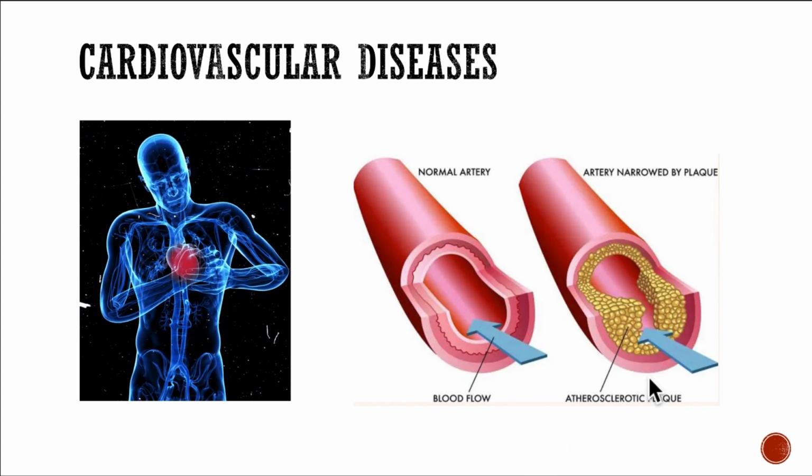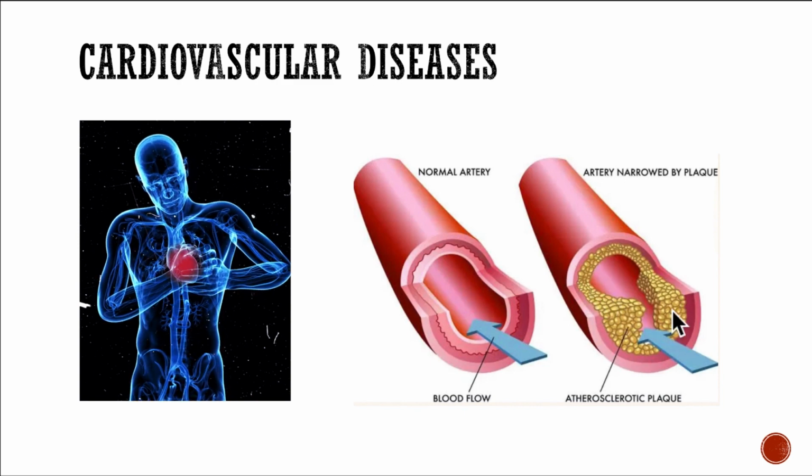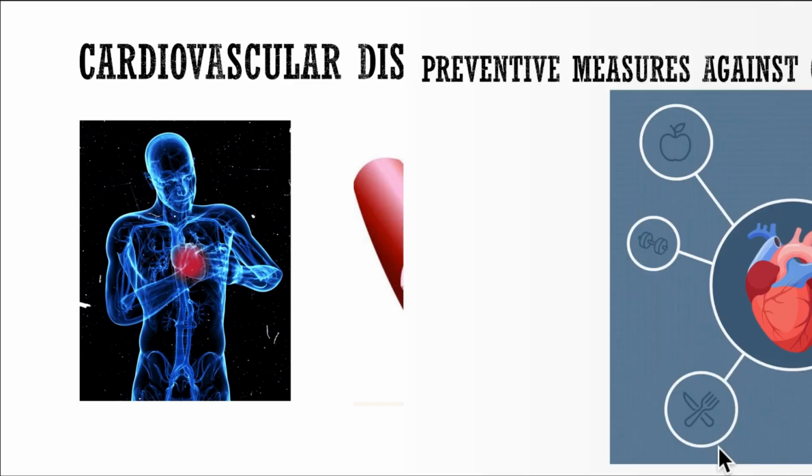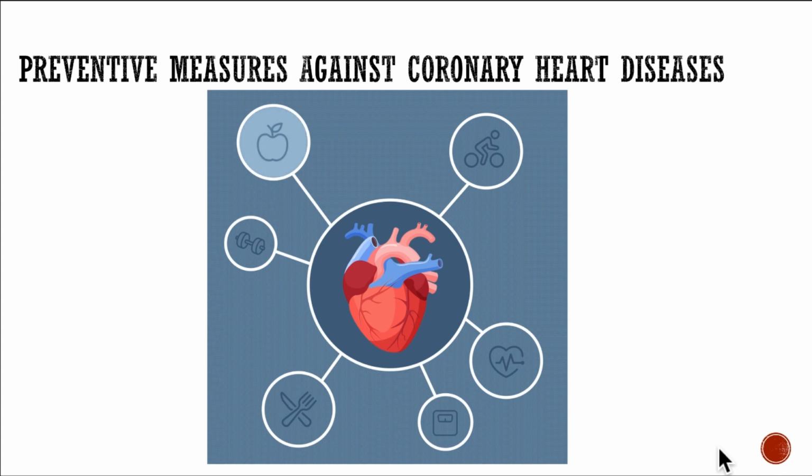Here you can see how an artery can get blocked with deposition of fats. What are the preventive measures against coronary heart diseases? A balanced diet is important to reduce the risk of atherosclerosis. Polyunsaturated plant fats should be substituted for animal fats. This may lower cholesterol level in blood.